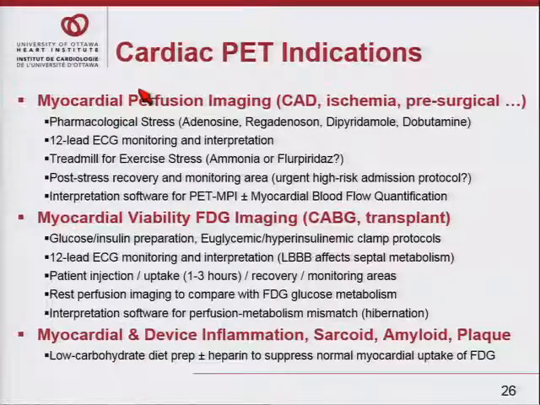And so to close, in selecting your perfusion or your PET tracers, consider your standard myocardial perfusion imaging patients, viability patients, and emerging indications such as device inflammation, sarcoid and amyloid imaging, as well as vulnerable plaque.